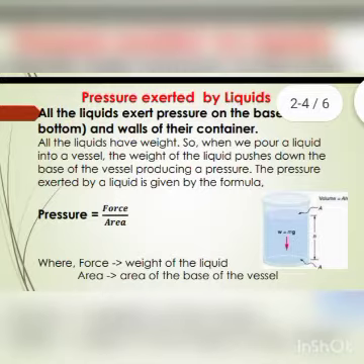Now all the liquids have weight, so when we pour a liquid into a vessel, the weight of the liquid pushes down on the base of the vessel, producing a pressure. And the pressure exerted by a liquid is given by the formula pressure equals force by area, where force is the weight of the liquid and area is the area of the base of the vessel.